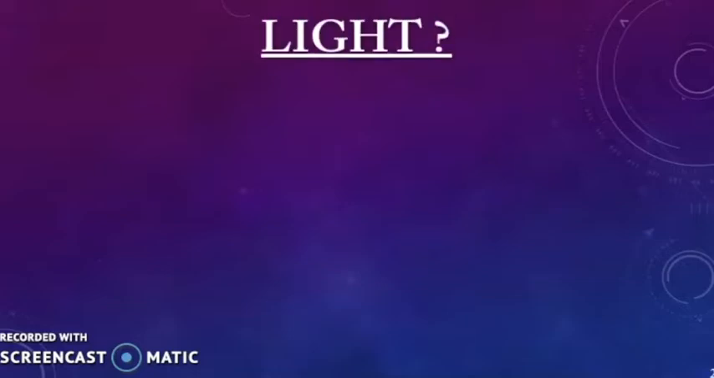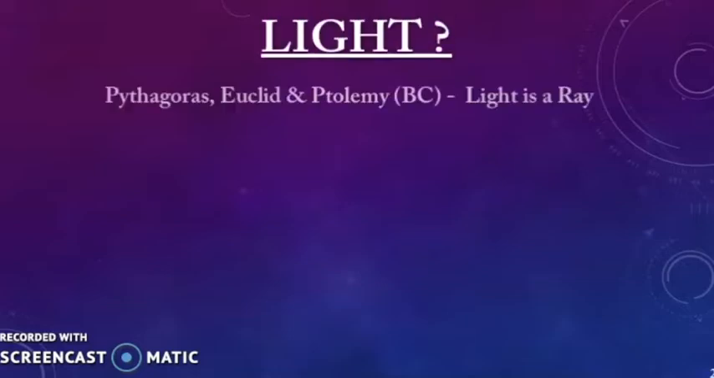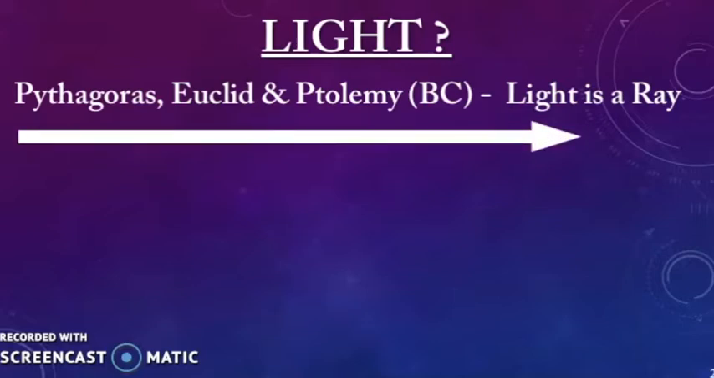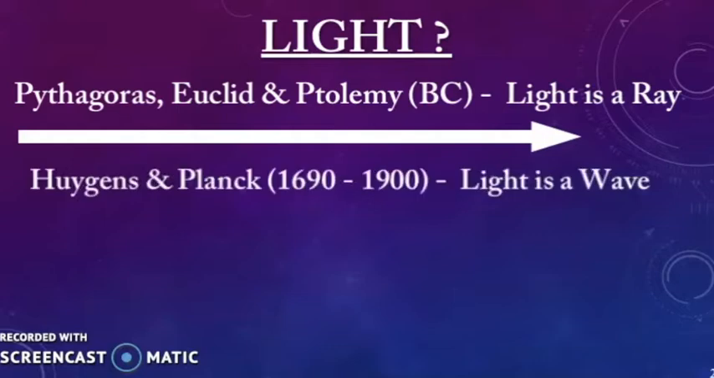So we saw light yesterday because it looked like three different types. The first thing was a ray, and that was put out by the Greeks back in BC times, Pythagoras, Euclid, and Ptolemy. They all thought light was a ray. Now, that is really coming back to what Newton and Einstein said much later on, that it was a particle, but we'll come back to that in a second.